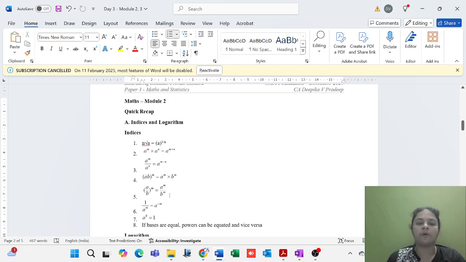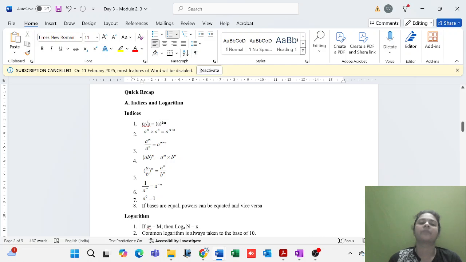Let's have a quick recap of the formulas under indices. What is indices? Indices is nothing but any value raised to an exponent or a power is an index. How this power function works, those formulas are all covered under indices. First formula, nth root of a is given as a power 1 by n. Say for example, square root of a is a power 1 by 2. Cube root of a is a power 1 by 3. Fifth root of a is a power 1 by 5.